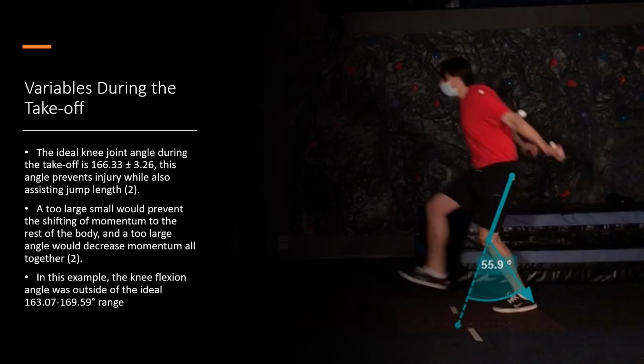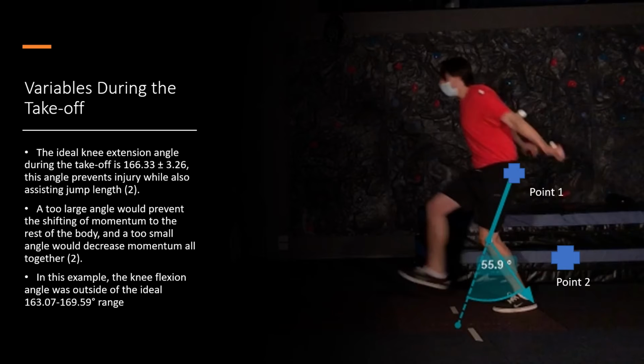In this example, the jumper was outside of the ideal knee flexion range of 163 to 169 degrees. In order to maximize the amount of momentum generated and released, the jumper in this example would have to move their hip from point 1 to point 2. This would increase the knee flexion angle to be within the ideal range. When this happens, more energy can be stored and released in the form of higher momentum, which would in turn increase the total jumping distance of this person.